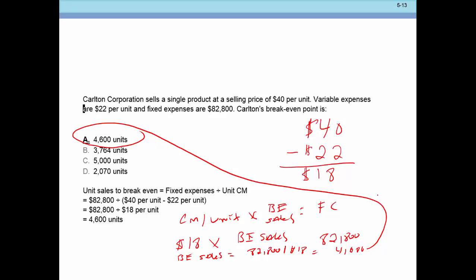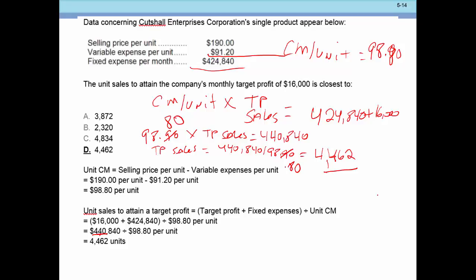Okay, good. Let's go ahead and see what happens if they throw in a target profit. Ooh, that's going to be hard. What? Break even contribution margin per unit is what? The 190 sales price minus the 9120 gives me what? 98.80 per unit. Okay, 98.80 per unit, and then what?